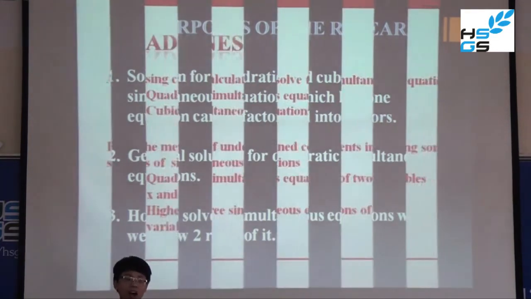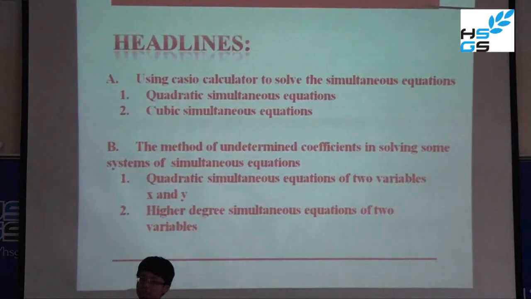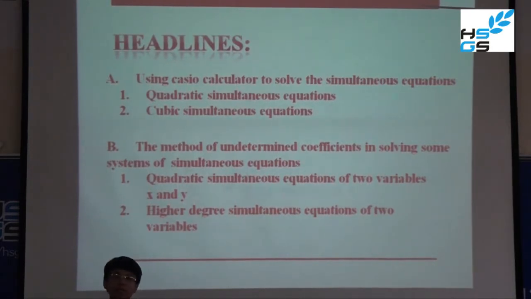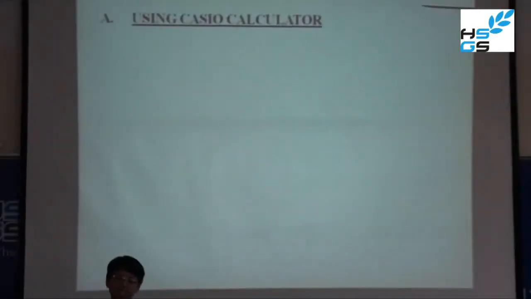Okay, please look at the headline. Our results have 2 main points. The first one is using a Casio calculator to solve the simultaneous equations. And the second main point is the method of undetermined coefficients in solving some systems of simultaneous equations. Okay, let's start with part A. Quadratic simultaneous equations. You can see the solution has 4 steps.